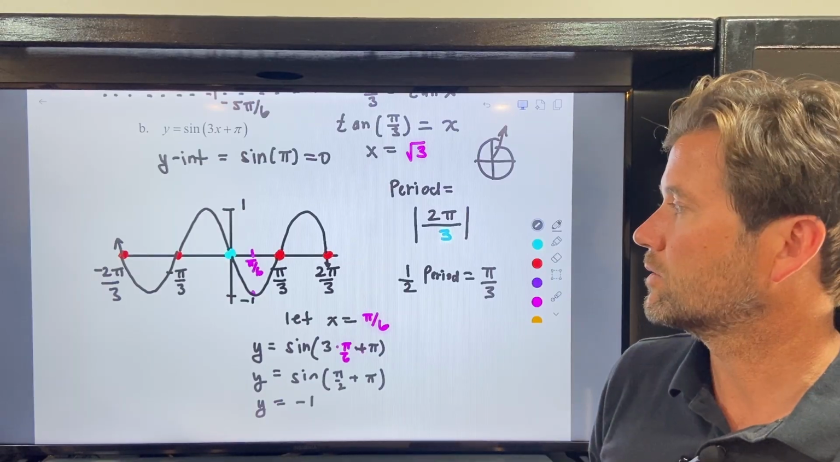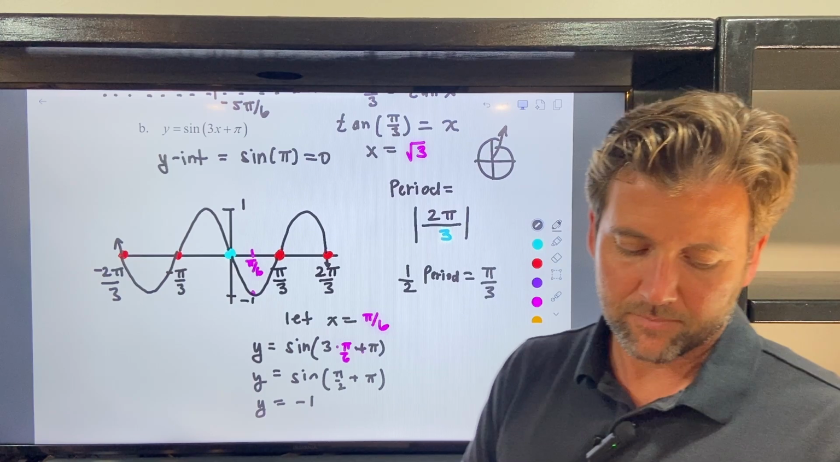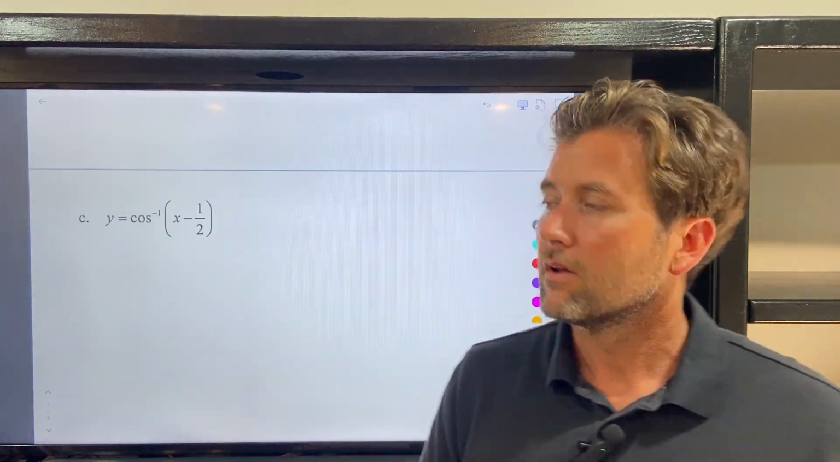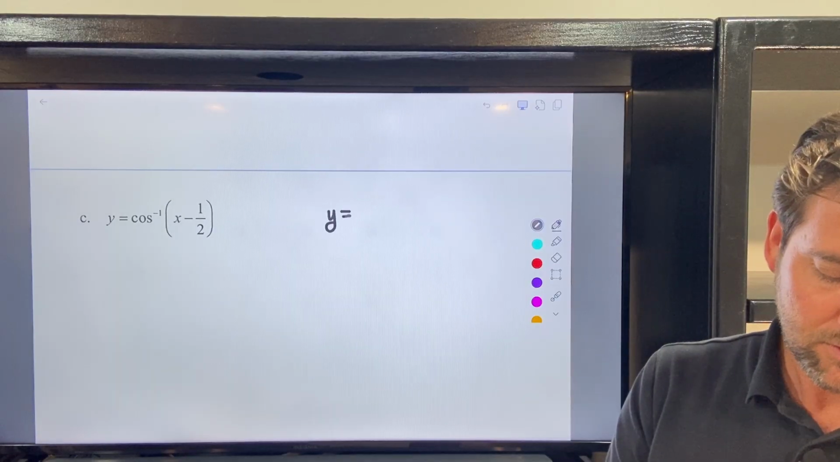All right, so there you go. There's 2 periods drawn. All right, part C.